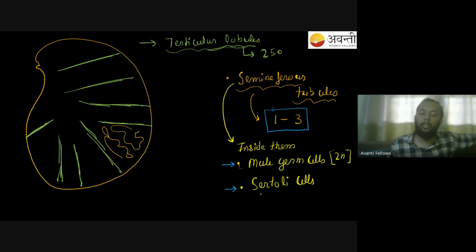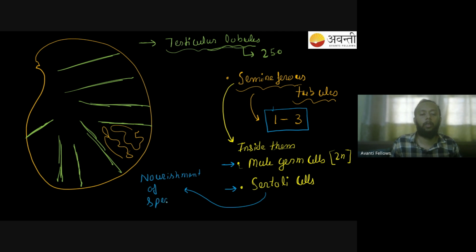On the other hand, Sertoli cells are also present over there. So the Sertoli cell has one role, and it will have one more role, but for now remember one role. The one role of the Sertoli cell is going to be nourishment of the developing sperm. So whatever sperms are found over here, they will get their nourishment from the Sertoli cell. So the Sertoli cell's one job here is to provide nourishment. So remember this.